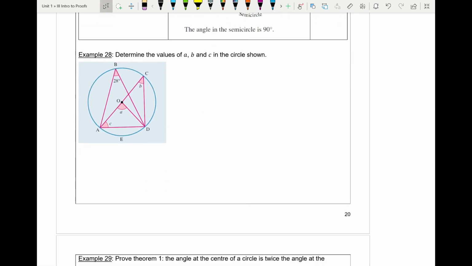Determine the values of A, B, and C in the circle shown. Well, from the get-go, we can see this angle B is subtended by the same arc, AED, as angle ABD. So angle ABD is equal to angle ACD, which means B is equal to 28 degrees. Now, to communicate how that's the case, I need to draw my symbol. In this case, it's going to be two angles subtended by the same arc.